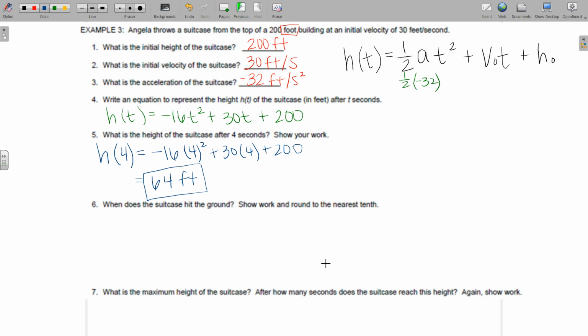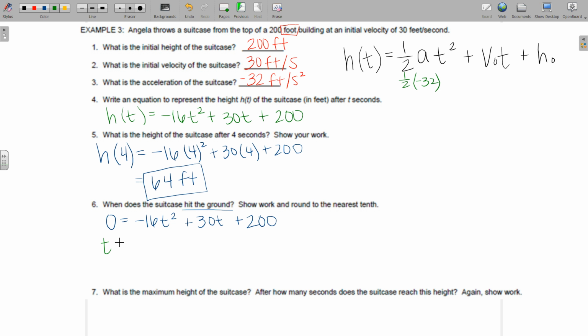When does the suitcase hit the ground? Show work and round to the nearest tenth. So when it hits the ground, that means our height is 0. So we are setting this equation equal to 0. So 0 equals negative 16t squared plus 30t plus 200. Here we need to solve this, and remember you have 5 different methods. In this case, I think using the quadratic formula is a great way to do it.